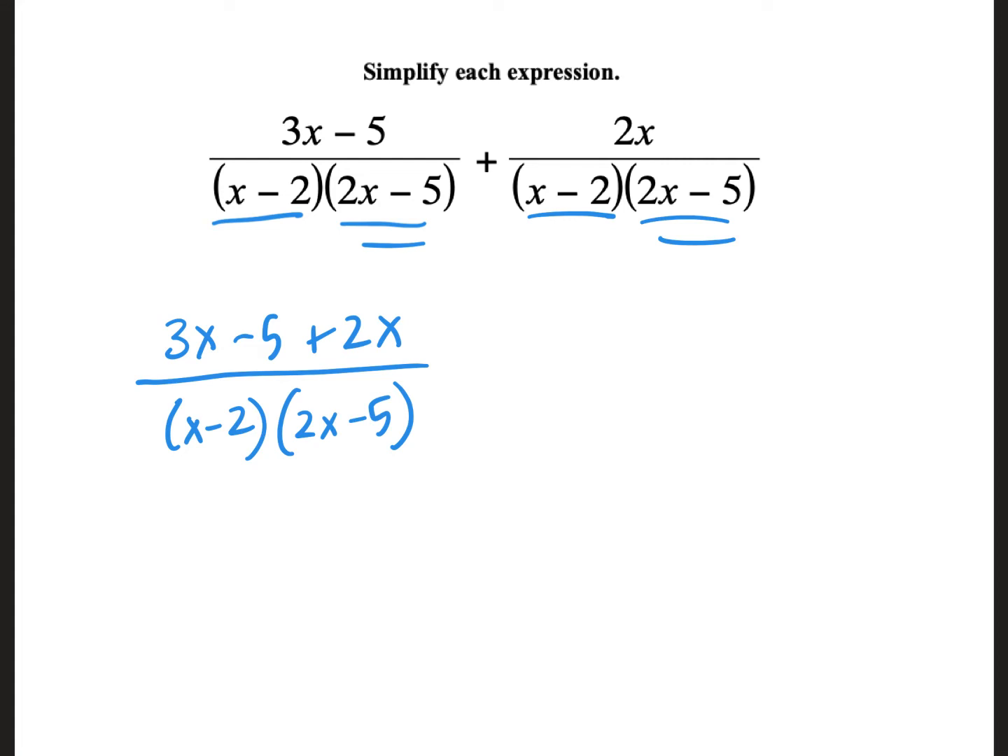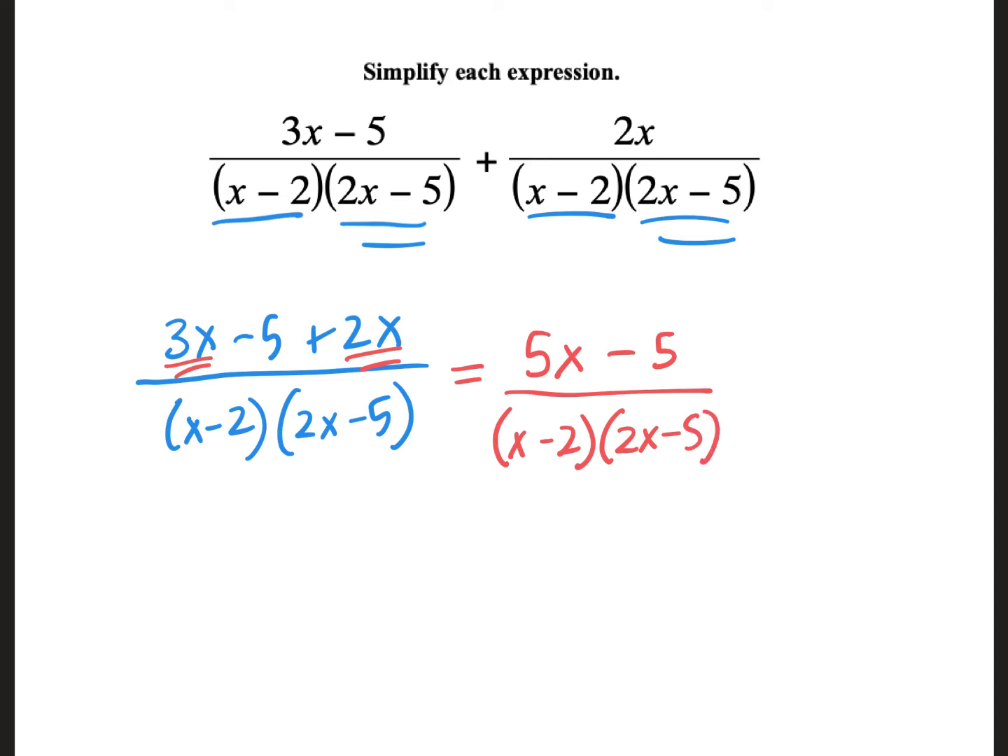From here you just need to combine your like terms. We have 3x and 2x. 3x plus 2x gives me 5x. We still have that minus 5 on top. And again, my denominator will stay the same. So we just have x minus 2 times 2x minus 5. And that should be your final answer.